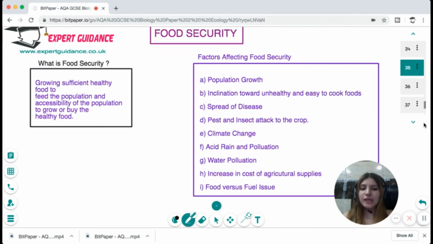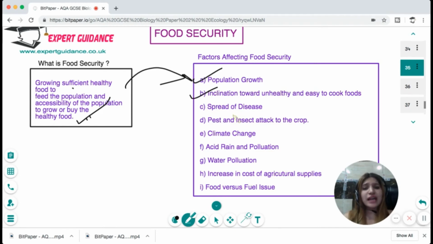Now, the last topic that we need to do is food security. What is food security? People say food security is growing sufficient healthy food to feed the population, but that's not the complete definition. Food security is growing sufficient healthy food to feed the population and the accessibility of the population to grow or buy that healthy food. Now, there are a lot of factors that affect food security. First is population growth. Rapid population growth makes it difficult to make this food available to all.